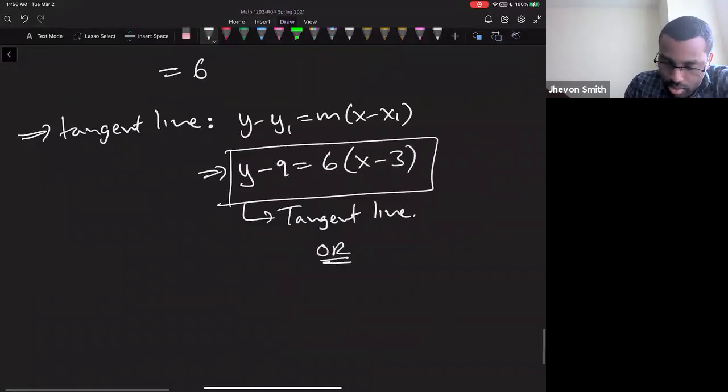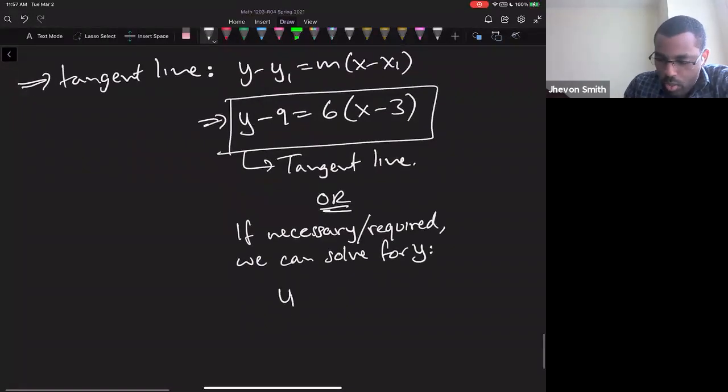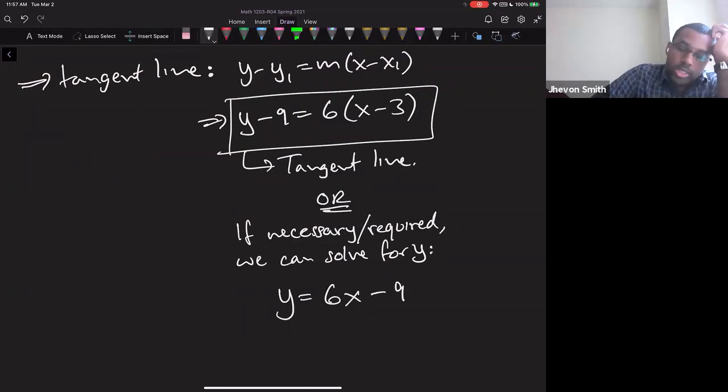Or, I mean, if necessary, which is not always required, we can solve for y. Put it in y equals mx plus b form. That's going to be 6x minus 9, I think. Because you have 6 times 3, which is 18. 6 times minus 3 is minus 18. Then I add 9 to both sides, so I have minus 18 plus 9, so it's minus 9. This is the mx plus b form.